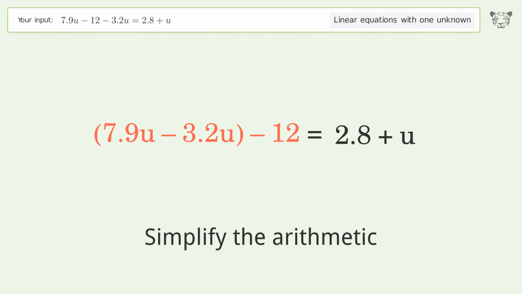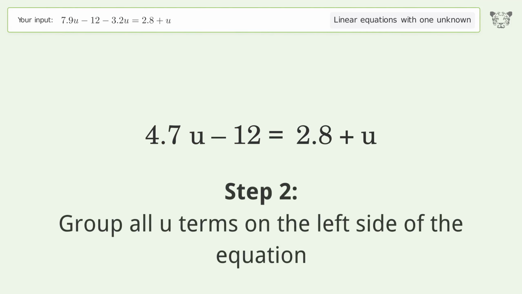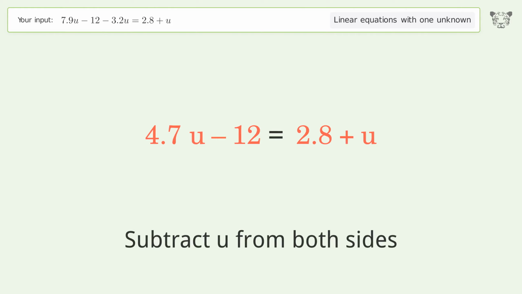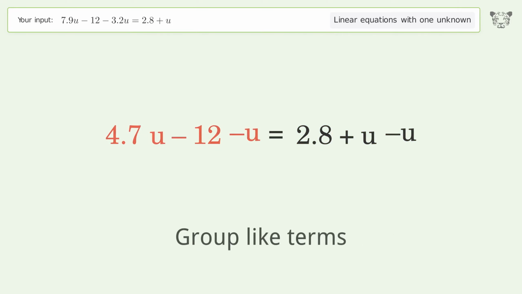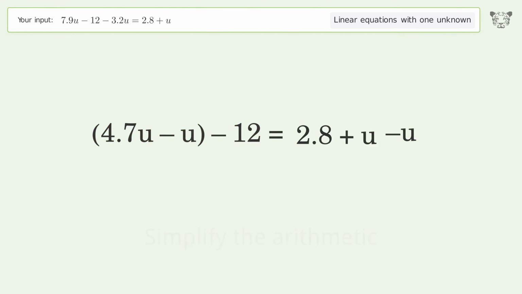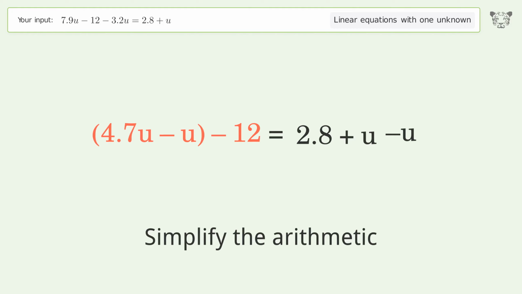Simplify the arithmetic. Group all u terms on the left side of the equation. Subtract u from both sides. Group like terms. Simplify the arithmetic.